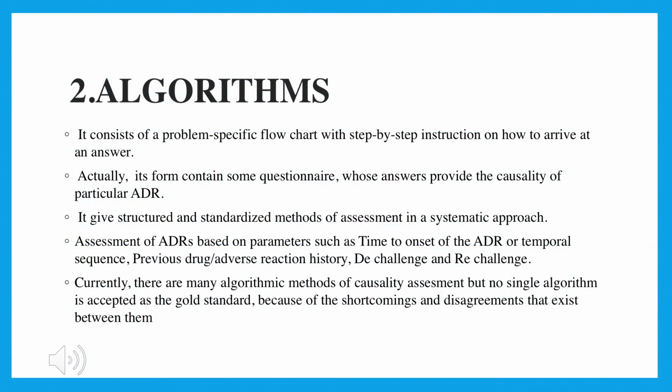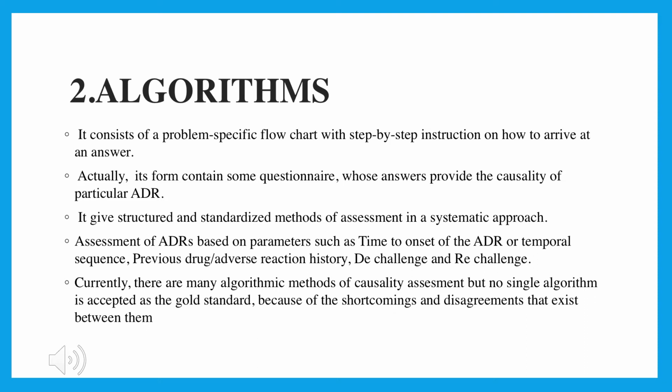The second method in causality assessment is the algorithm, whereas the first one we have seen is expert judgment. An algorithm is a problem-specific flowchart with step-by-step instructions to arrive at the answer. In this we will have a list of questions, a questionnaire, and we have to give the answers for that particular ADR event. Then we have the assessment of the ADR. It gives us a structured and standardized method for causality assessment. This assessment is done on certain factors like time of onset of the ADR, sequence of the events that has developed, previous drug effects, history of that particular drug, and dechallenge and rechallenge of that drug.